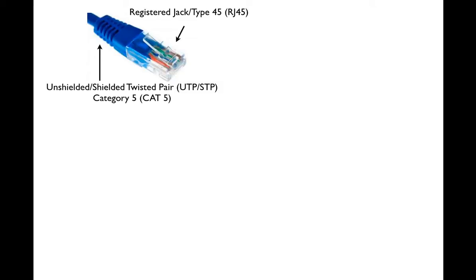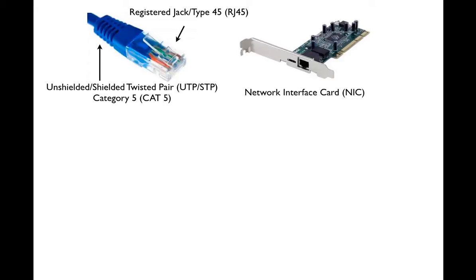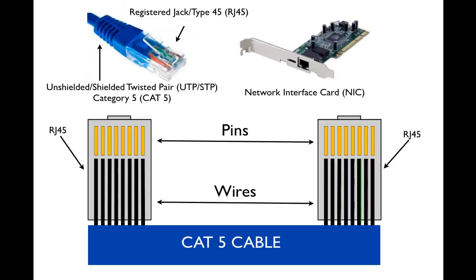This cable and connector would then plug into a device on your computer that would look something like this, which we call a network interface card, or NIC for short. When showing the pins in a much larger view, we could see that an RJ45 would have pins on it. It also has a place where the cables connect up through.